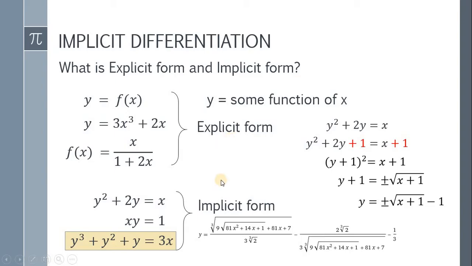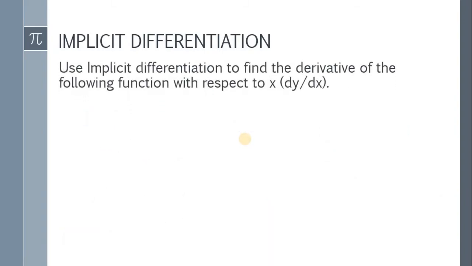That is why our lesson today is implicit differentiation. So that even if we cannot rewrite it to explicit form, we can still get its derivative. Now, let's have some examples. Use implicit differentiation to find the derivative of the following function with respect to x. So, our goal is to find dy over dx. We have 5 examples.